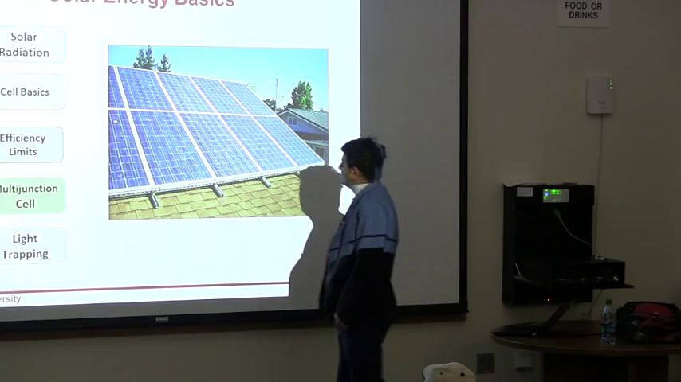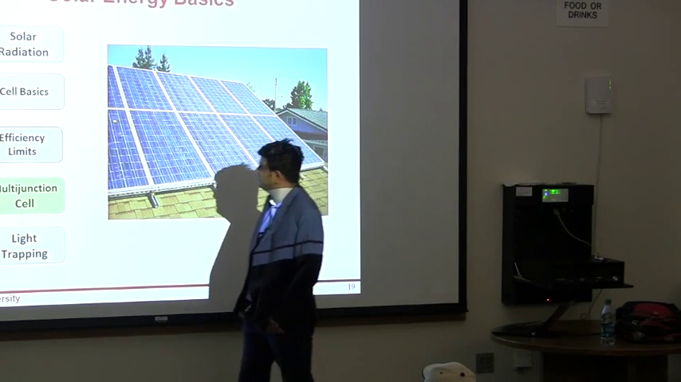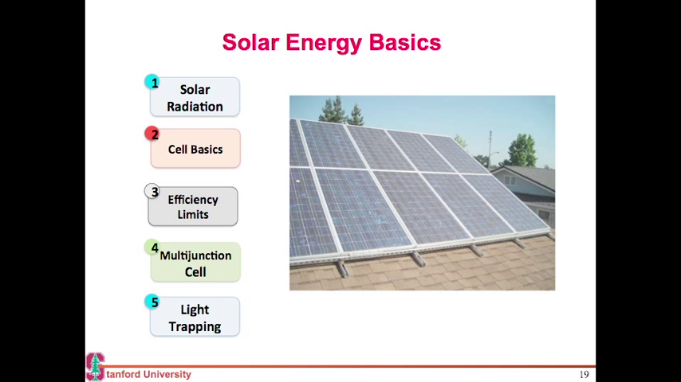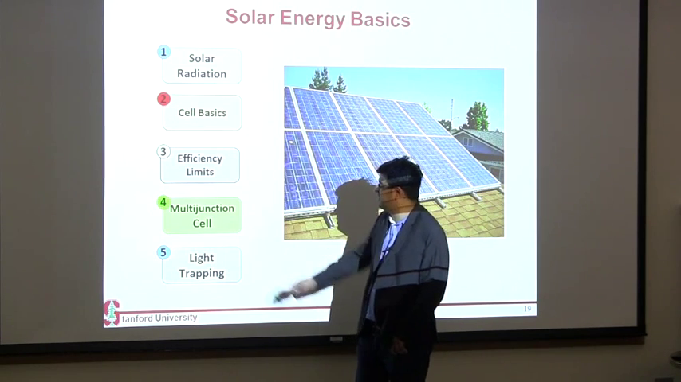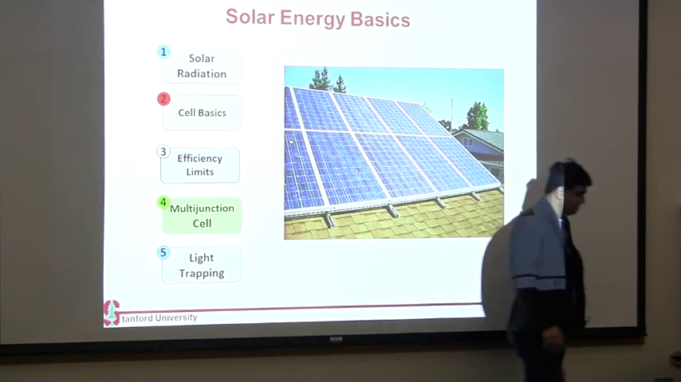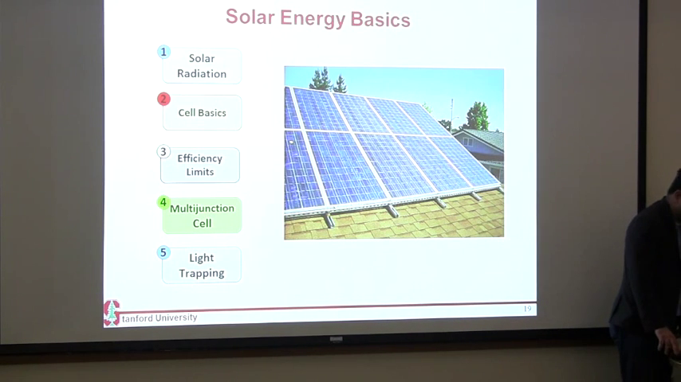Before we get into the manufacturing, let's cover a few things. I want to touch upon these five things. That is, what does solar radiation look like? Some basics of solar cells. What are the efficiencies, the maximum power conversion you can get from a cell? Then finally, a multi-junction cell, and then light trapping schemes in solar cells.